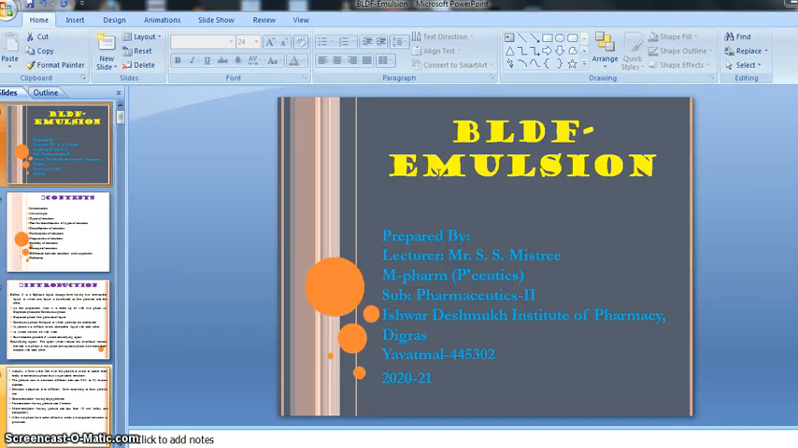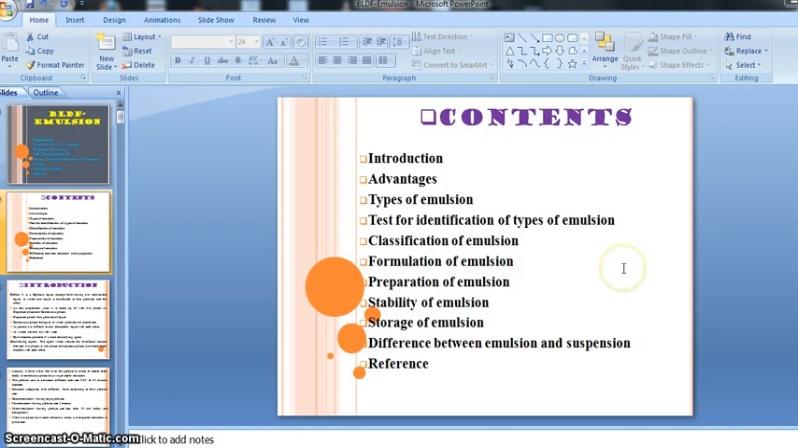This is Mistry sir. As we are studying about the emulsion, that is a biphasic liquid dosage form, right? In which we discussed various topics from the emulsion, that is introduction, advantages, types of emulsion, then tests for identification of type of emulsion, classification of emulsion, formulation of emulsion, preparation of emulsion.